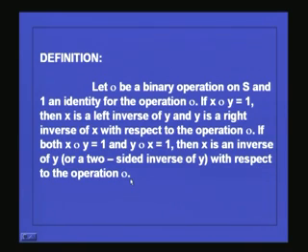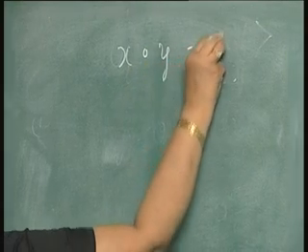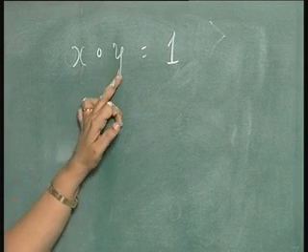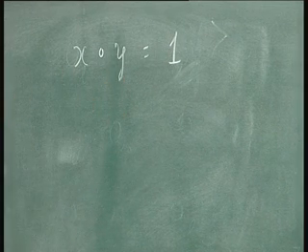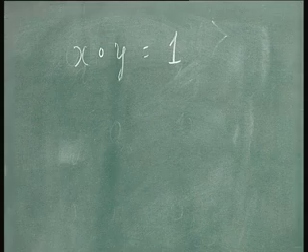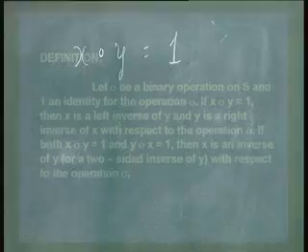So, once you define the identity element, you can talk about the inverse elements. So, if you have a binary operation dot and you have x dot y is equal to the identity element, then x is the left inverse of y and y is called the right inverse of x. And if, for an element, you have both the left inverse and the right inverse, it is a two-sided inverse.